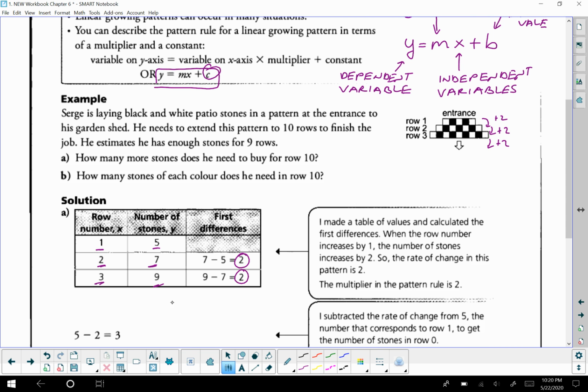So we know right away, I'm not going to scroll down and look at the answer, but we know right away that we're going to have something like this: y equals 2x, and then plus some kind of a constant. How do we get a constant?